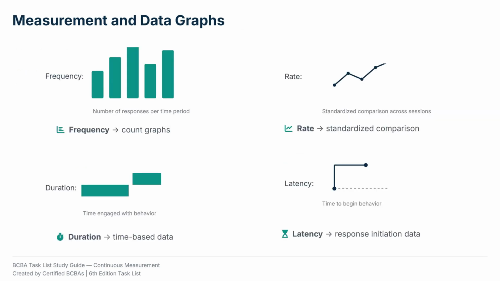In ABA, measurement data are typically displayed using graphs. Frequency data often appear as count-based graphs, showing the number of responses. Rate data allow standardized comparisons across sessions. Duration data represent time spent engaged in behavior. Latency data represent the delay before a response begins. These graphical displays allow behavior analysts to visually analyze patterns and determine whether interventions are effective.